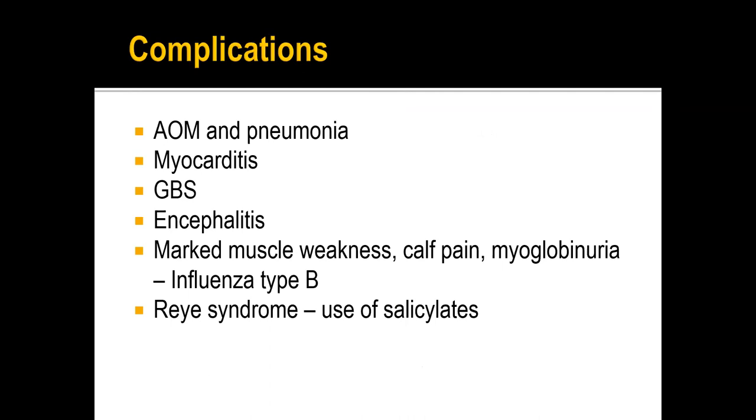The complications of influenza infection could include acute otitis media, pneumonia, myocarditis, Guillain-Barré syndrome, and it can also present with encephalitis. Influenza type B is noticed to develop muscle weakness, cough, pain, and occasionally it can cause myoglobinuria also. And we all know that use of salicylates in influenza can cause Reye syndrome.